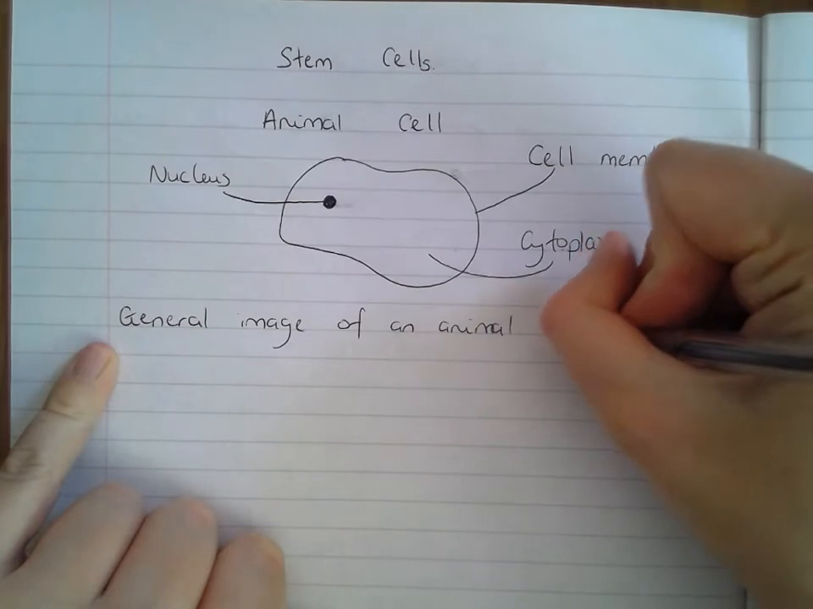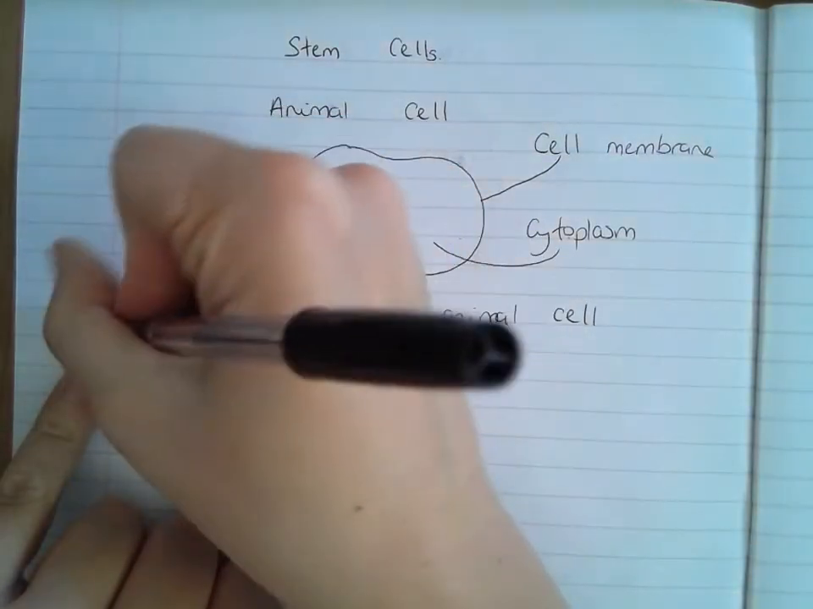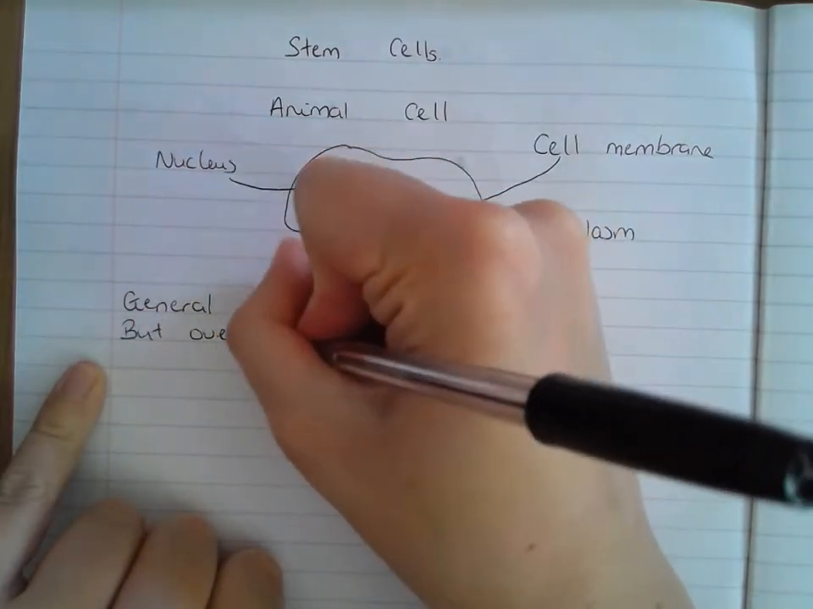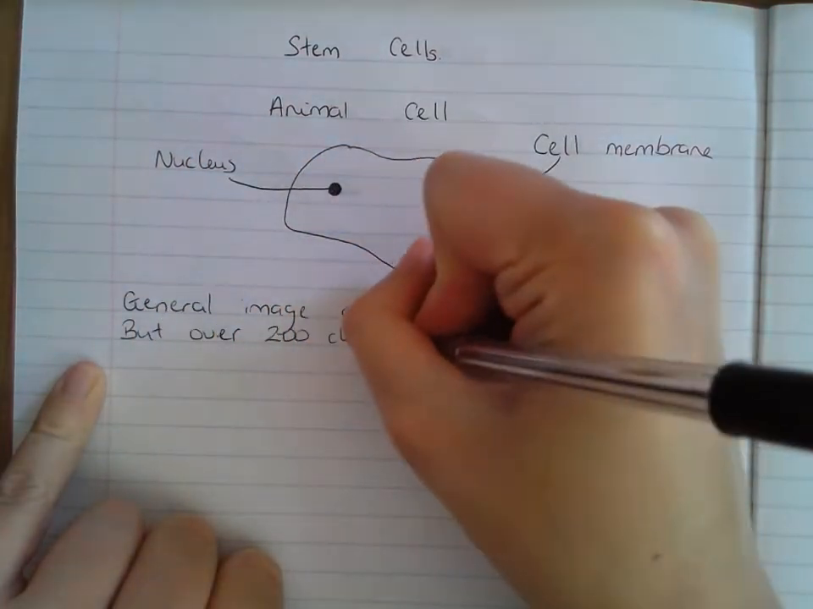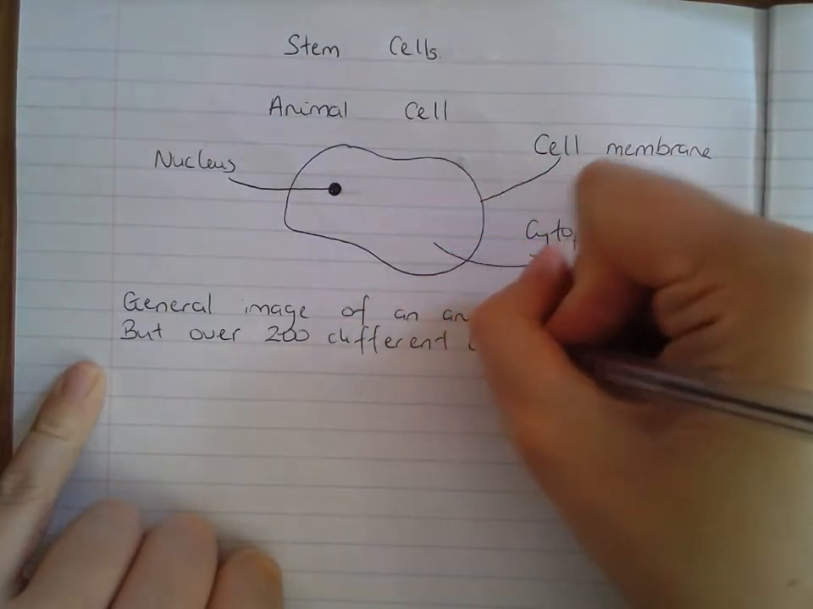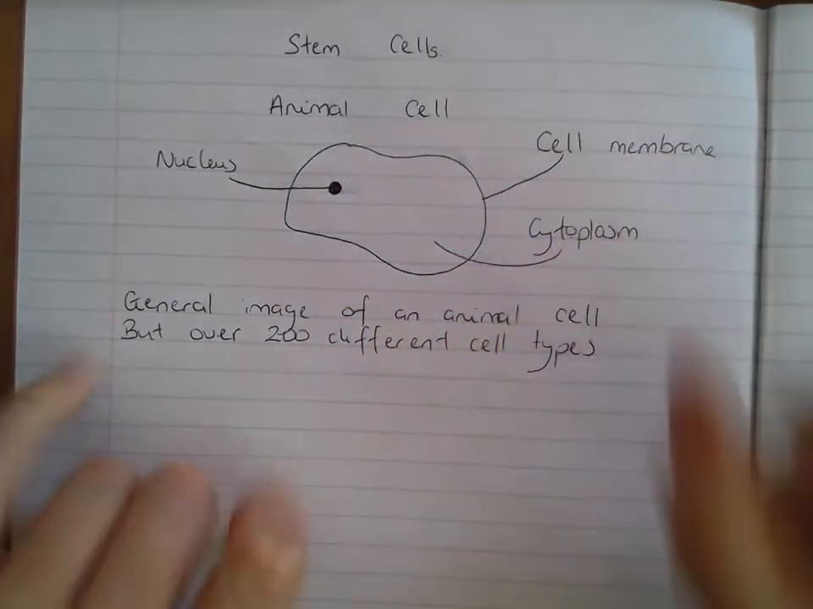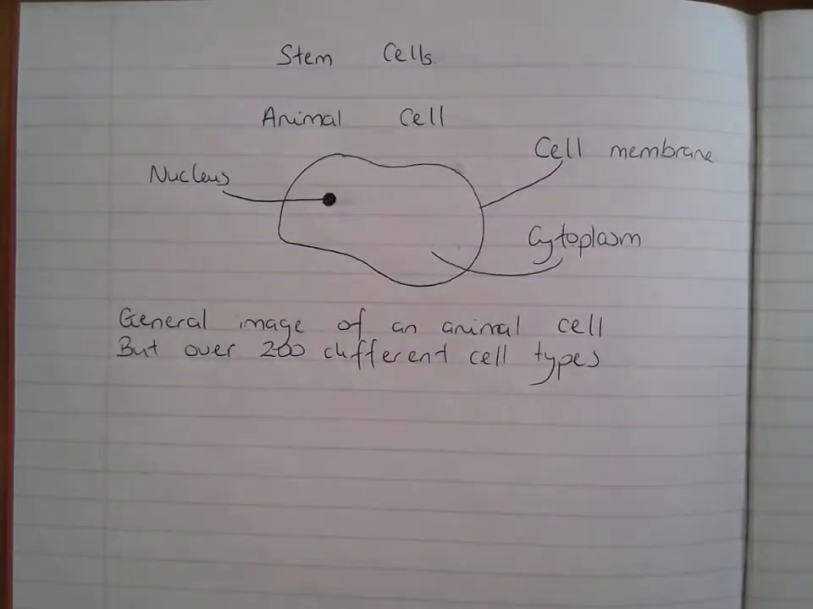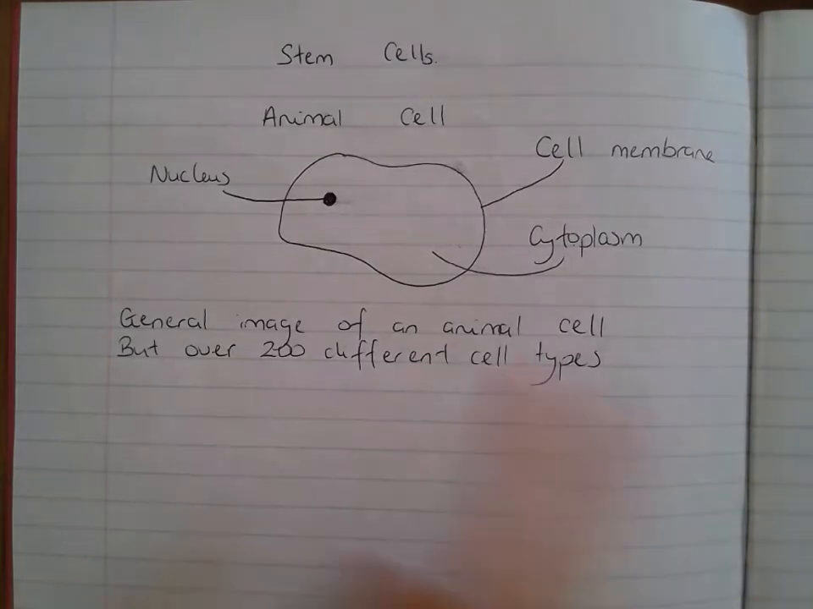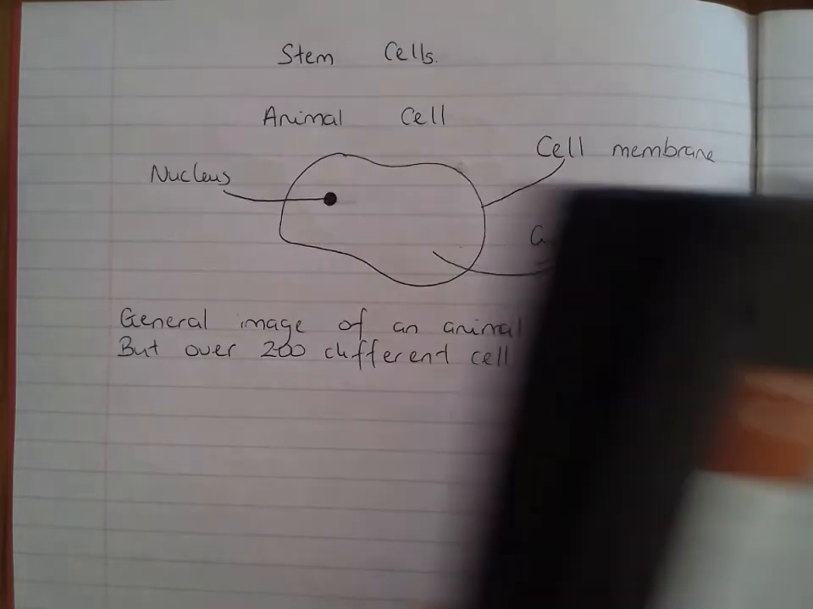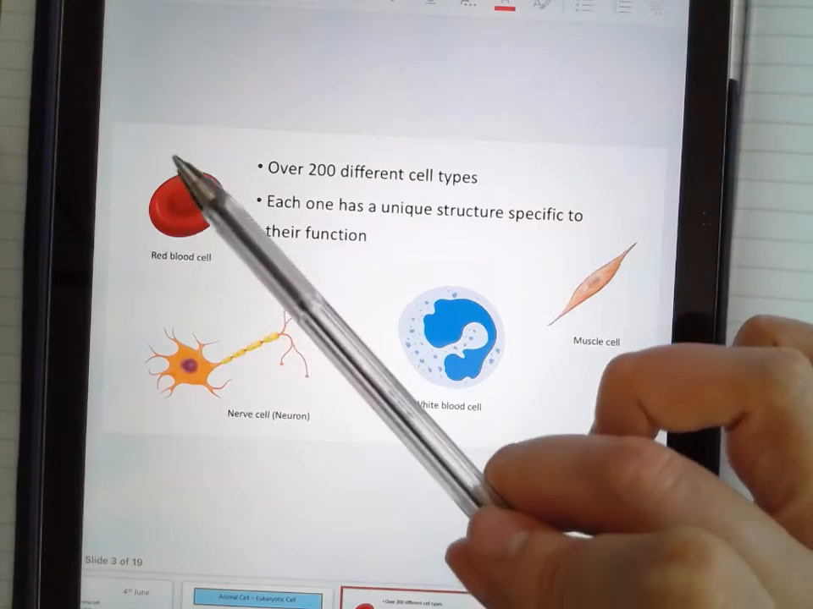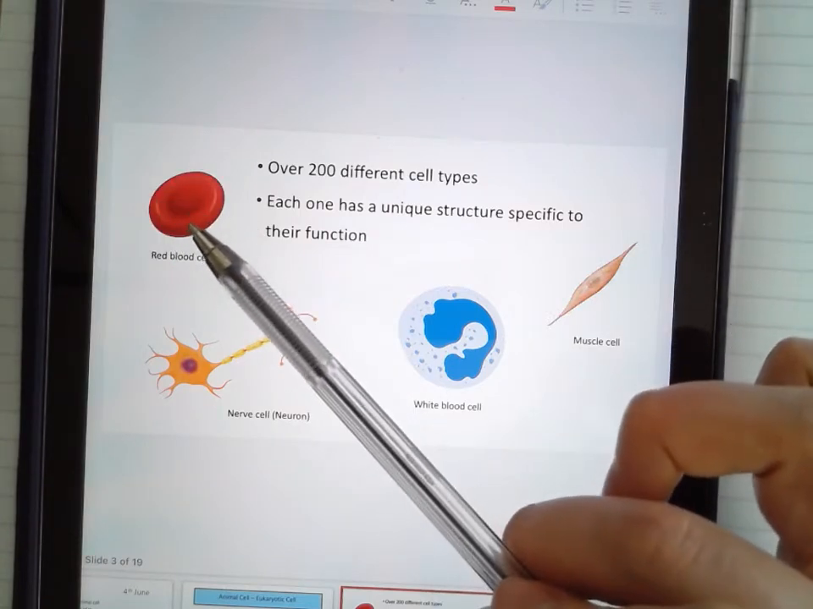So this is a general image of an animal cell, but there are over 200 different cell types, and this is just in humans. So we have this general image of what an animal cell looks like, but in reality, there's over 200 different types of cells in the human body, and they don't all look like this. So if we look at a few specialized cells that you would have encountered already, here I've got the red blood cell, which has this kind of donut shape. It looks nothing like what we've just drawn.